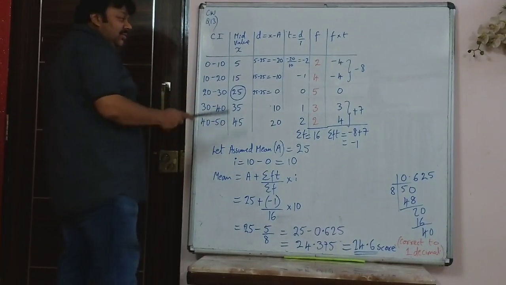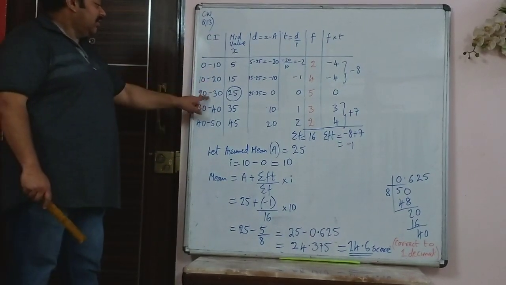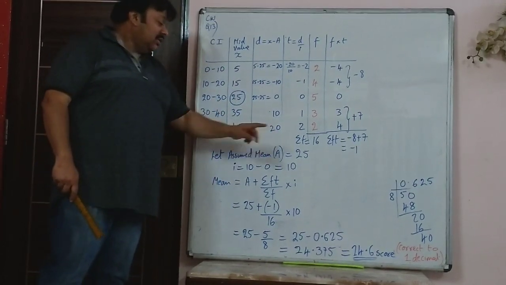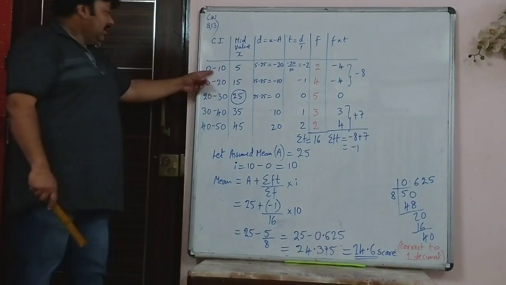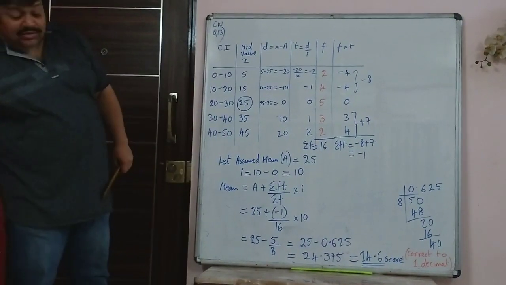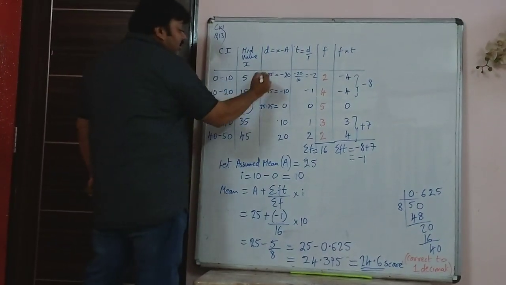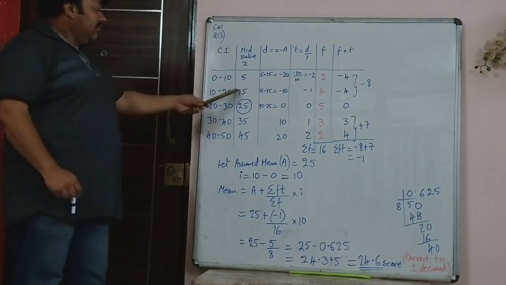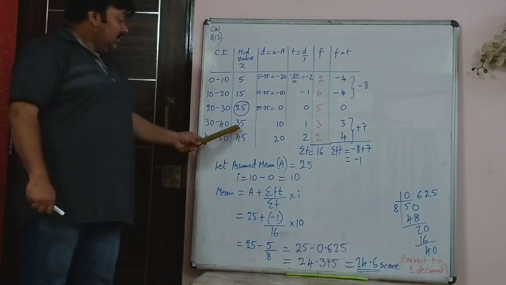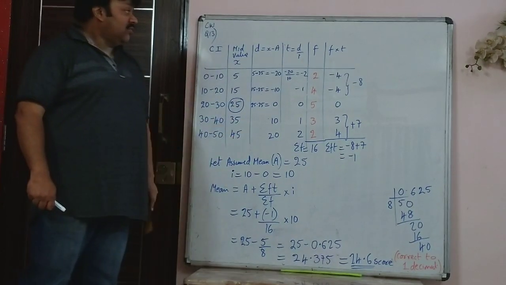The rest is same. So the first one, mid value 5, 15, 25, 35, 45. Out of that, assume mean the one in the center, 25. Class size of all the classes is 10. So now you have the rest of the sum same. So deviation: 5 minus 25, that is minus 20. 15 minus 25, minus 10. 25 minus 25, 0. Then 35 minus 25, plus 10. 45 minus 25, plus 20.